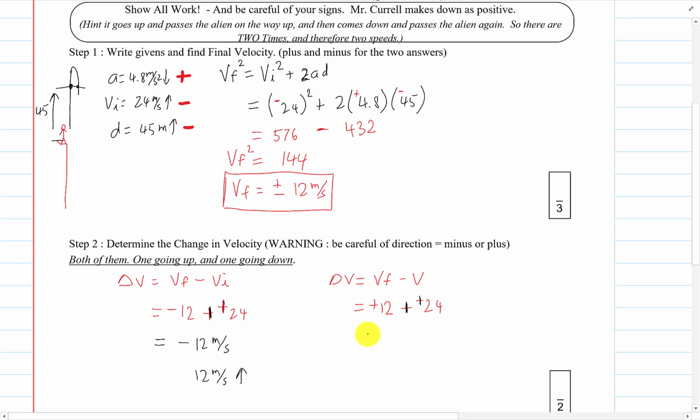And then this is going to be a positive 36 meters per second. And that means the change in velocity here is going to be 36 meters per second. And that's positive. Oops, sorry, did I say negative here? That's positive too. They're both positive because the change is always down, because that's the direction of the acceleration, which is down. So the change is down, and the change is down. It's positive.